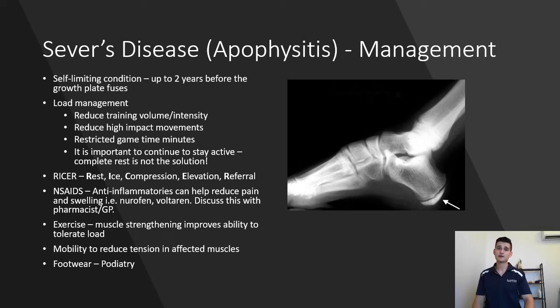So we can do that by reducing your training volume and intensities. We can restrict game time where possible, and we can also cut out some of those high impact activities like jumping and sprinting and things like that. It's important we don't completely stop though, because we don't want to decondition. We want to keep using those muscles, but just not pushing it beyond its tolerable level.